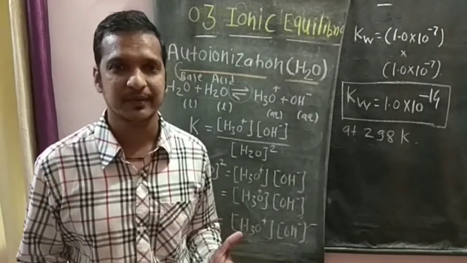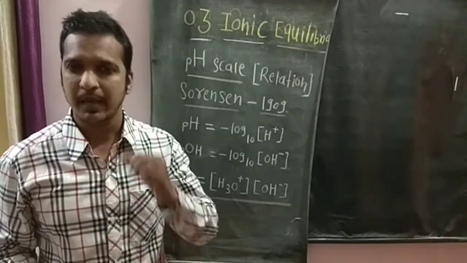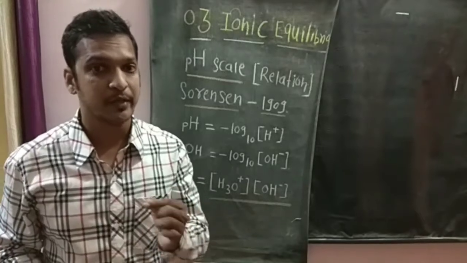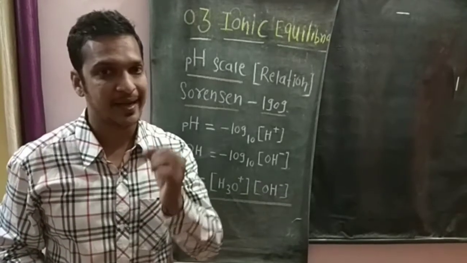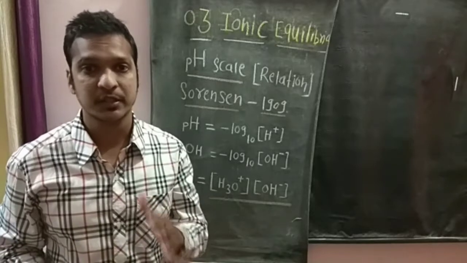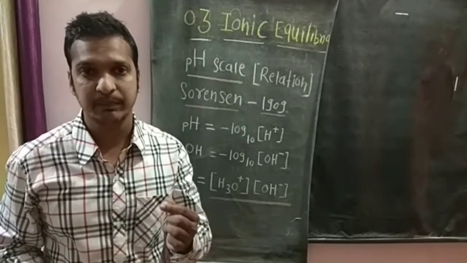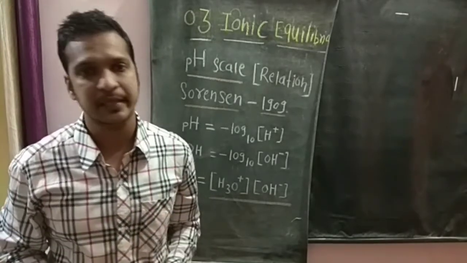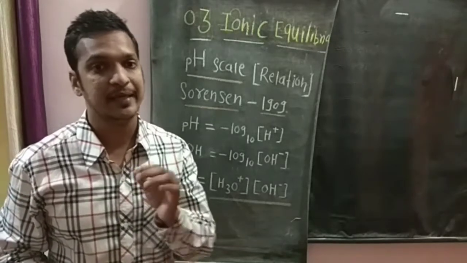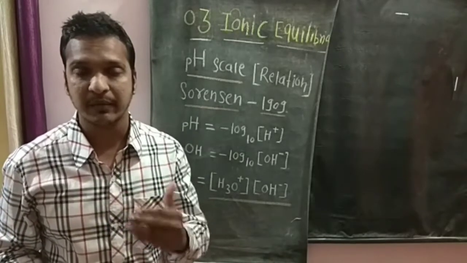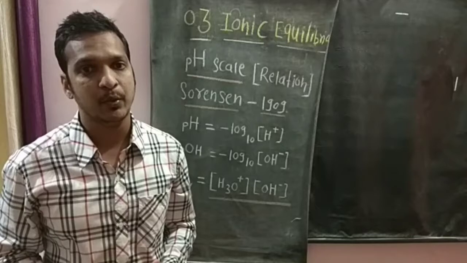My last point was auto-ionization of water. Now I am going to start the next point, and that is the pH scale. Who defined the pH scale, or who gave the pH scale? The scientist Sorensen in 1909 gave the pH scale. He defined the values of pH and pOH.